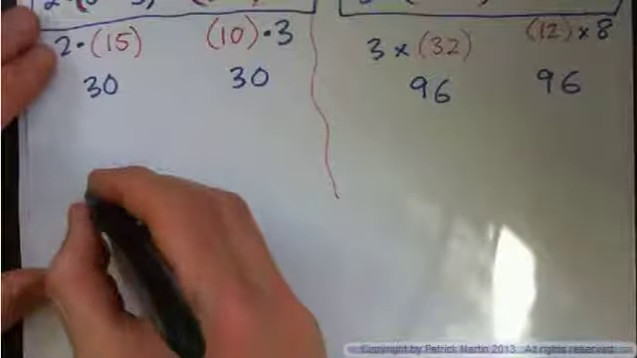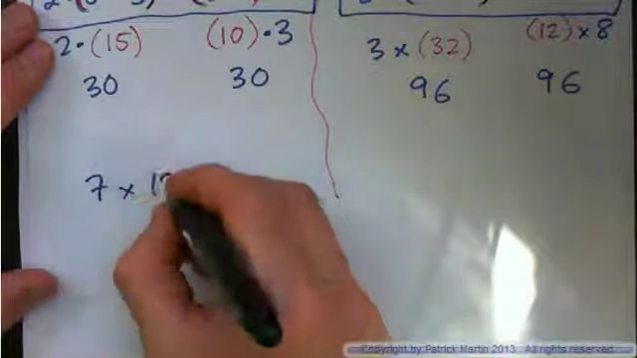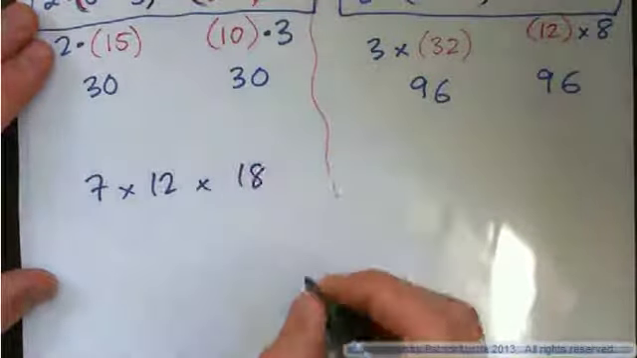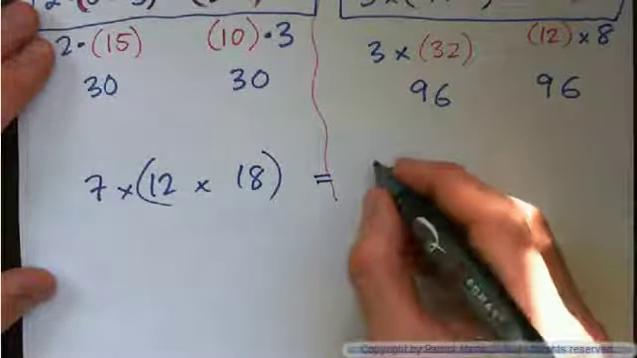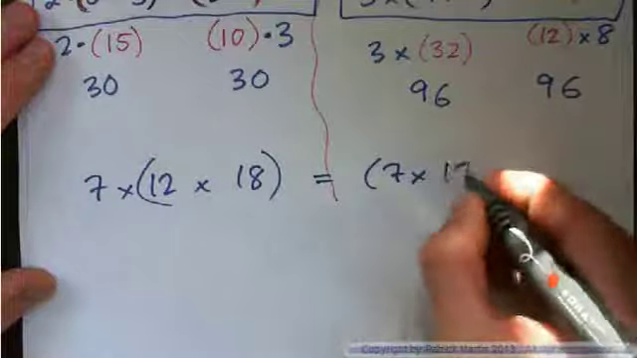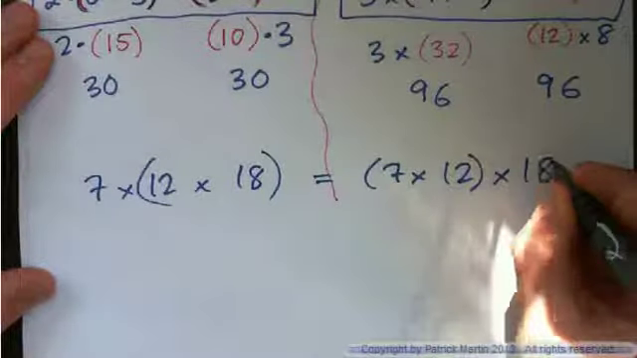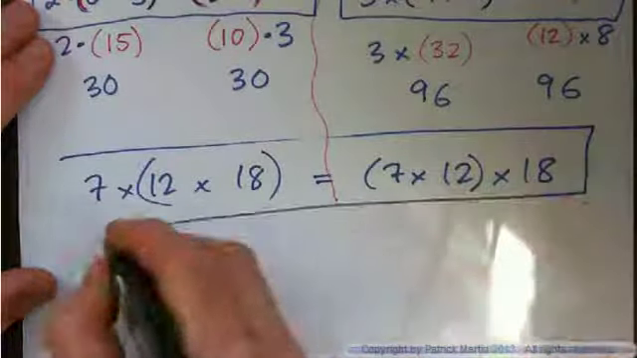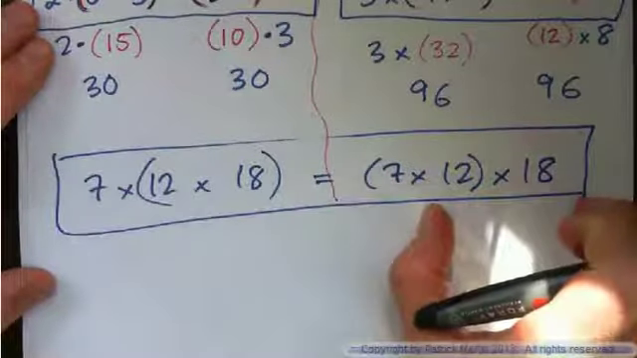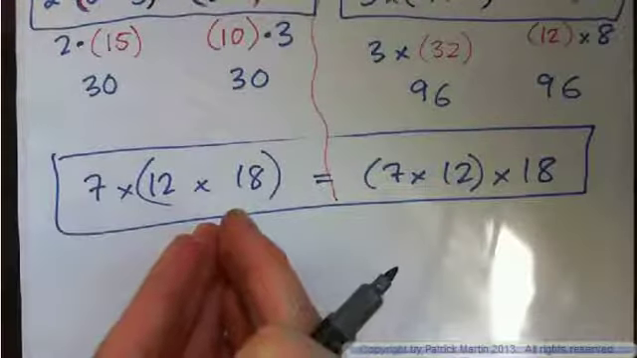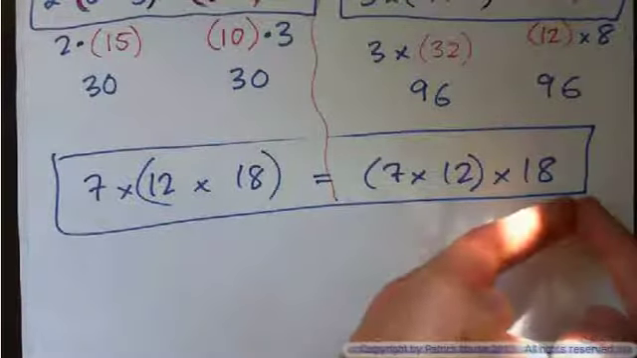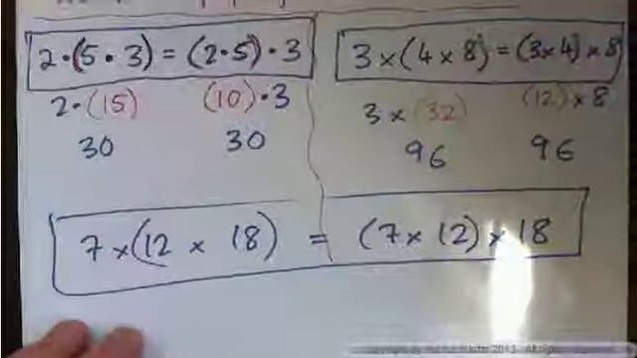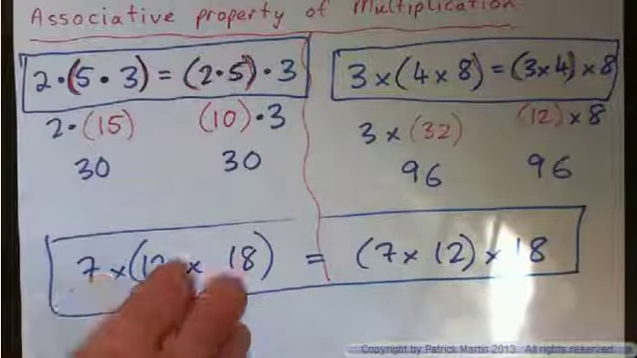So for example, 7 times 12 times 18. You could multiply the last 2 numbers at the beginning, or you could multiply the first 2 numbers at the beginning. So the associative property is saying that this is equal to this. It doesn't matter if you multiply the last 2 numbers and then multiply by 7, or if you multiply the first 2 numbers and then multiply by 18. Either way, you will get the right answer, the same answer. That's what the associative property means.